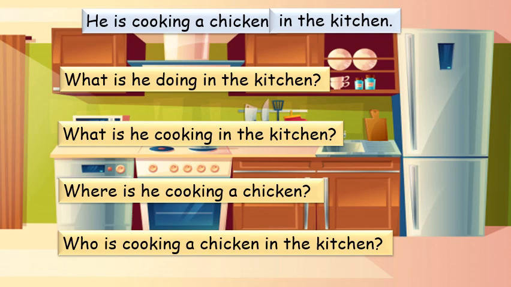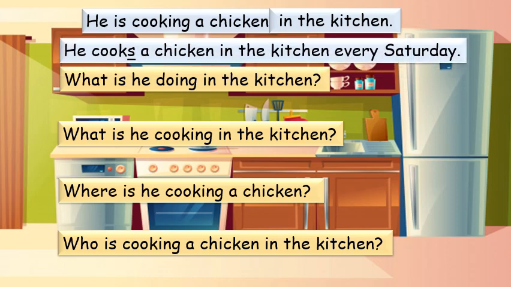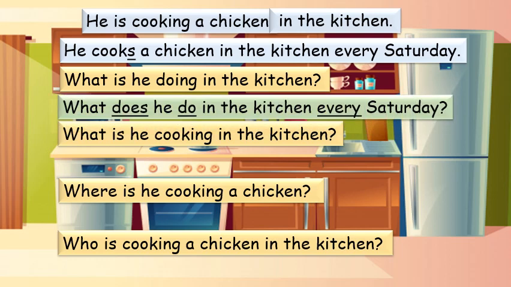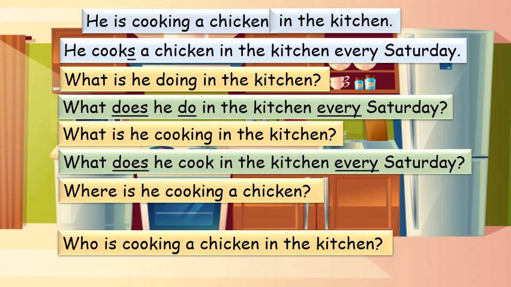For present tense, he cooks a chicken in the kitchen every Saturday. What is he doing in the kitchen? Present continuous. Present tense. What does he do in the kitchen every Saturday? Present continuous. What is he cooking in the kitchen? Present tense. What does he cook in the kitchen every Saturday?